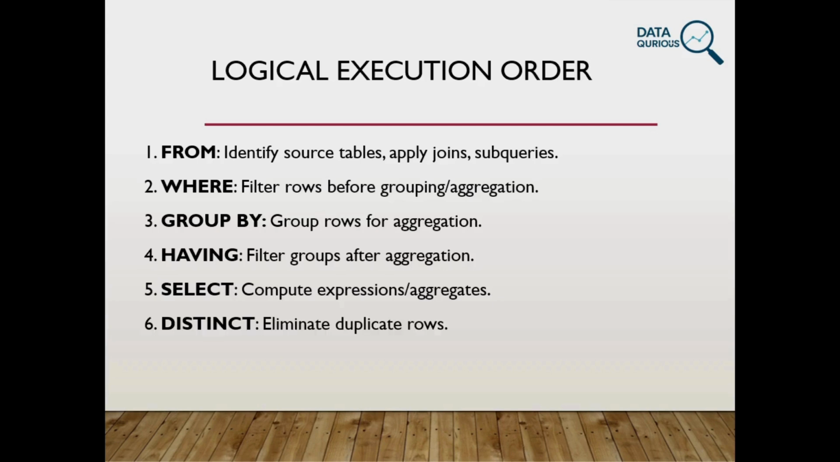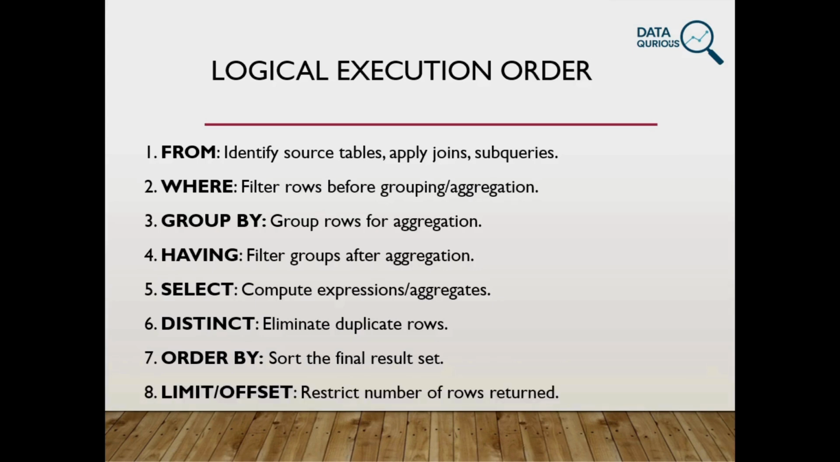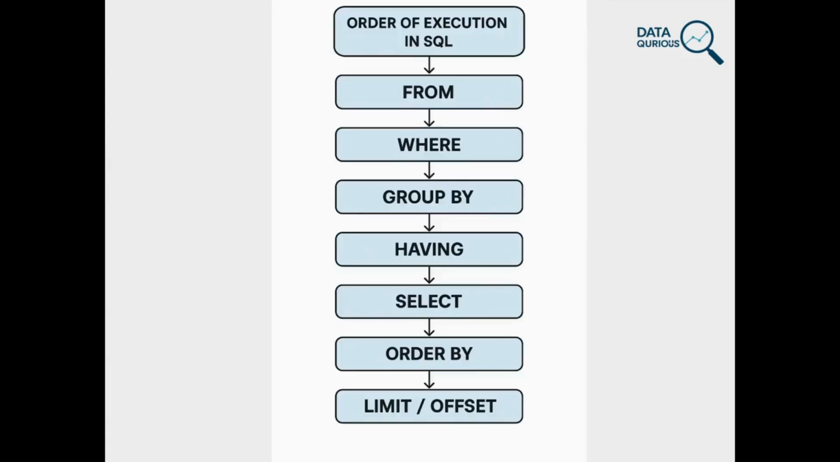Then comes the distinct. If you have given a distinct clause, it eliminates the duplicate rows from your data set and provides the data. Then comes the order by clause. Finally, the data is sorted at this stage, ascending or descending, as you have given. Then comes the limit. If you have given a top 10 or top 100, the rows are limited at this stage. Now this is the order of execution in SQL: from, where, group by, having, select, order by, and then comes your top, limit, or offset.